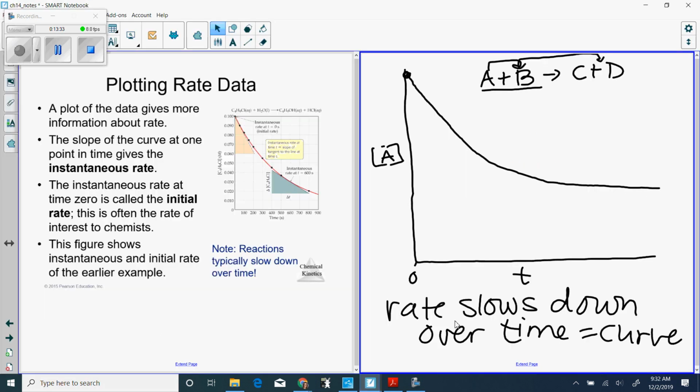The rate slows down over time. That's where we get the curve from. The game we're going to be playing with math this entire time is to find the equation for the line. It's called a rate law. And we're going to practice it in sample problems.